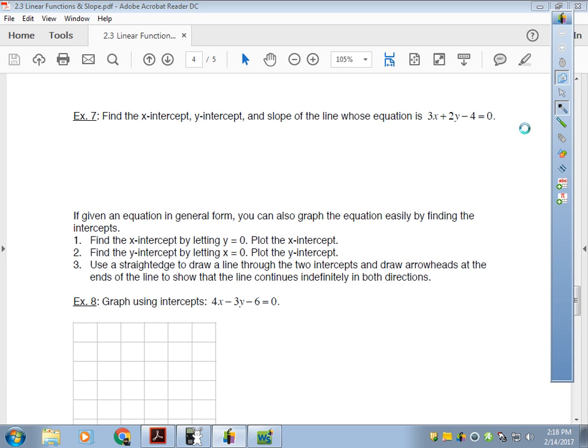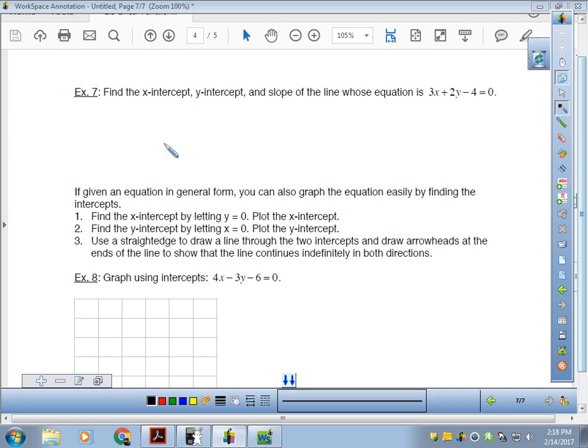So let's look at an example here. This one asks us to find x-intercept, y-intercept, and slope for the equation 3x plus 2y minus 4 equals 0.